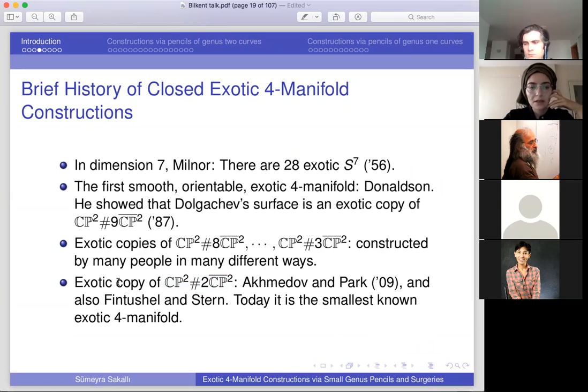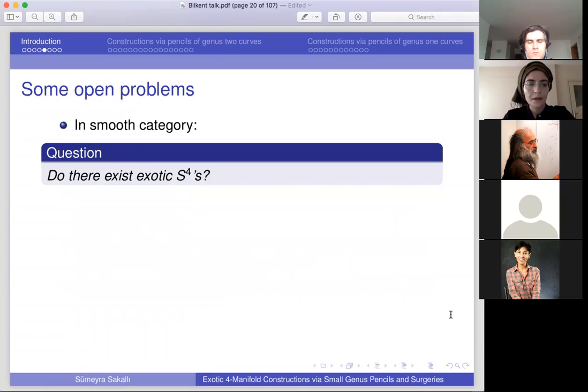And there might be, again, some alternative constructions of them. There are some recent papers, but I don't remember the details. But there are various constructions. Now let me mention some open problems.